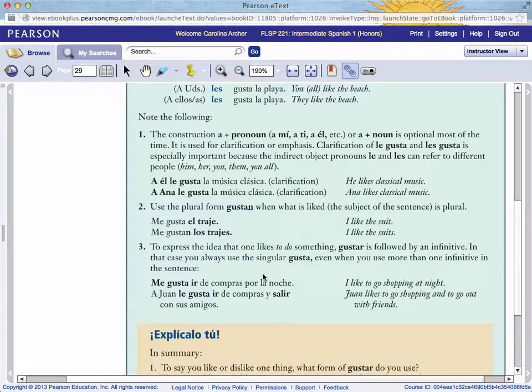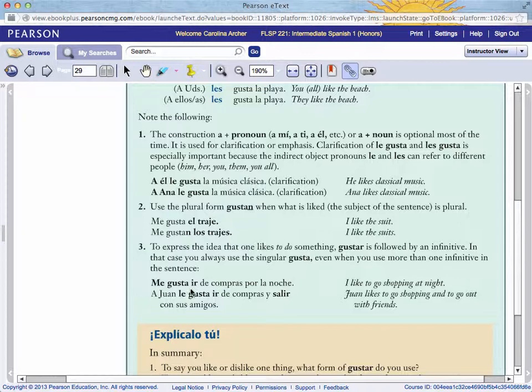All right, so to express the idea that one likes to do something, because you can also say, I like to sing, or she likes to play the piano, all right? Gustar is going to be followed by the infinitive form of the verb, okay? So in that case, you always use the singular gusta. It doesn't matter if you are going to say, I like to sing, play the piano, and play the guitar. You're always going to use the singular, okay? Me gusta cantar, tocar la guitarra y tocar el piano, all right?